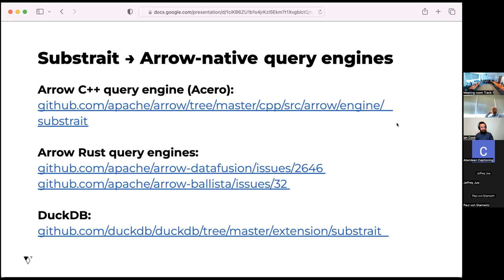So Weston talked about Arrow native query engines. The great news is a lot of those Arrow native query engines are also becoming Substrait compatible or Substrait native query engines. There's work in Acero, in DataFusion, and in DuckDB also. And I should have mentioned Velox also. So all four engines that Weston mentioned have projects to create Substrait consumers so that they can receive plans as Substrait and then execute them.